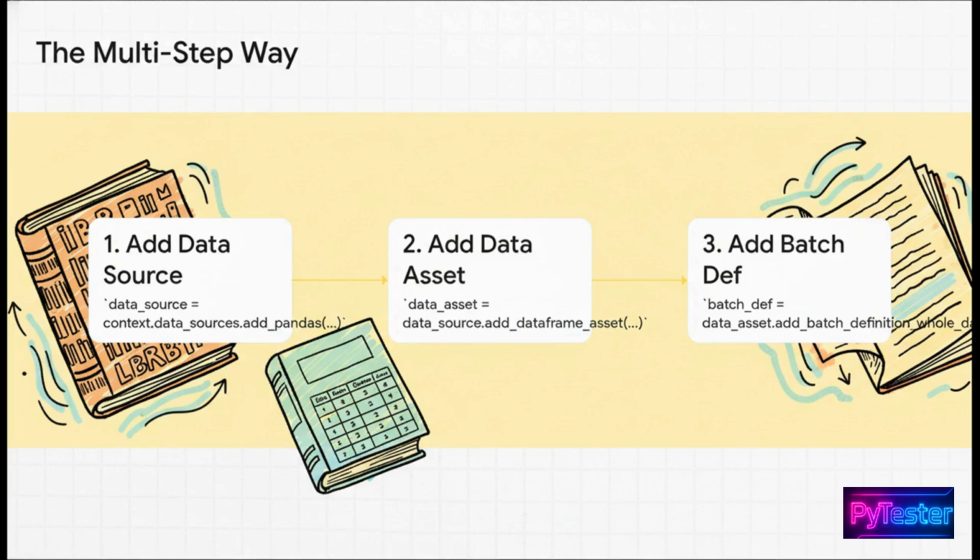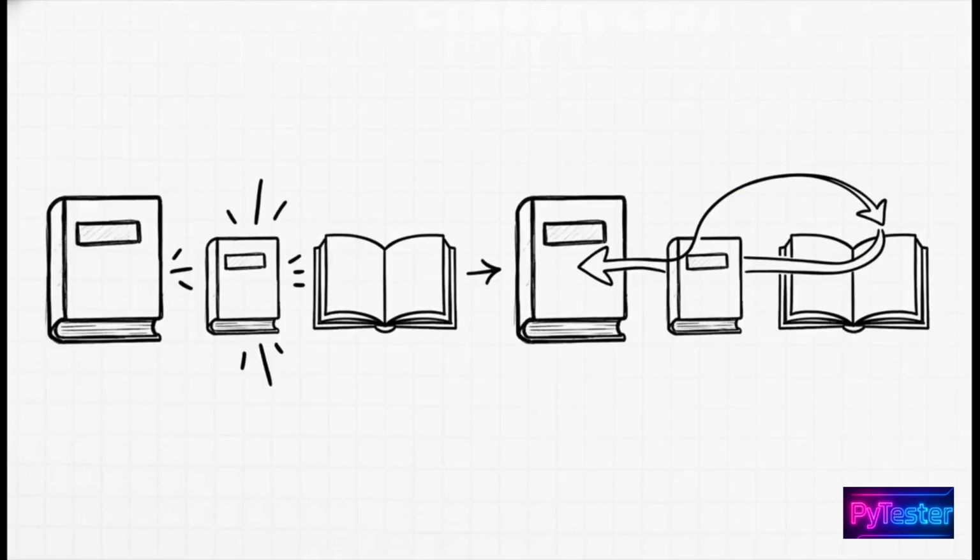It totally works, but it means creating 3 different variables across 3 separate lines of code. It's logical, sure, but it feels a little clunky, a little disjointed. What if you could express that entire library to book to chapter idea in just one single flowing statement? Well, you can. And that is the whole idea behind the Fluent API.